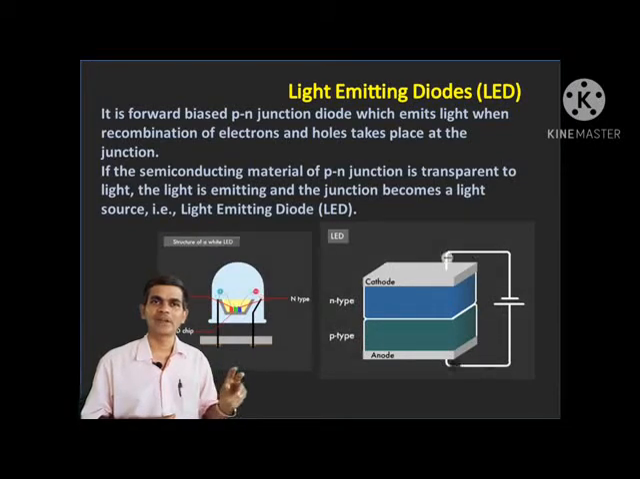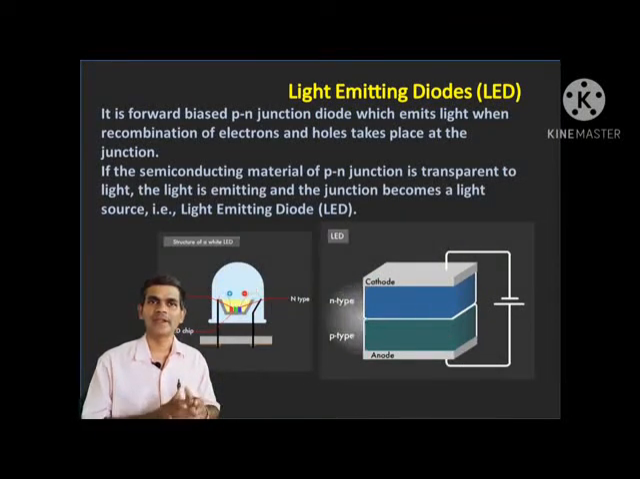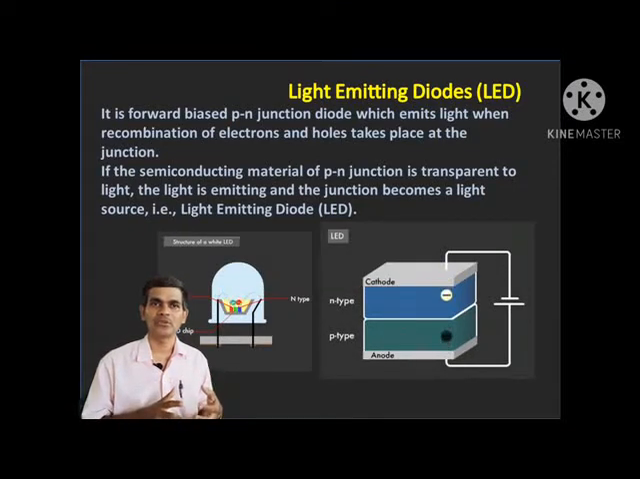If a semiconductor material of a PN junction is transparent, then light comes out, emitting at the junction and becoming a source of light. That's why it is called a light emitting diode. And different colors of light can be observed in LEDs.